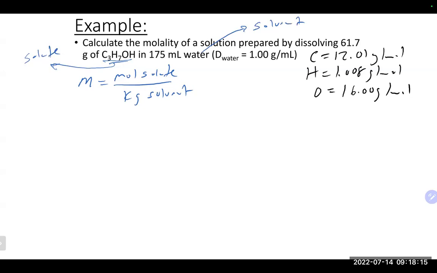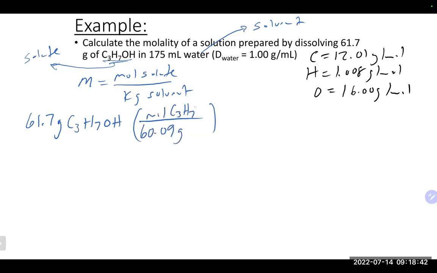So in order to get to the moles of the solute, we do need to convert it into moles by taking the grams and using the molar mass from the periodic table there. We got 3 times 12.01 plus 8 times 1.008 plus a 16, looks like 60.09. We're going to divide by 60.09 grams per mole. And that will get us, call it, 1.027 moles of C3H7OH. That is the top part.